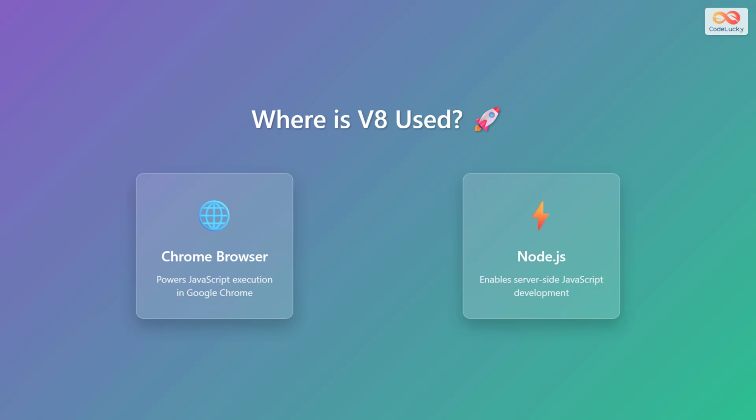V8 is used in the Chrome browser. It powers JavaScript execution in Google Chrome. Also, it is used in Node.js, which enables server-side JavaScript development.